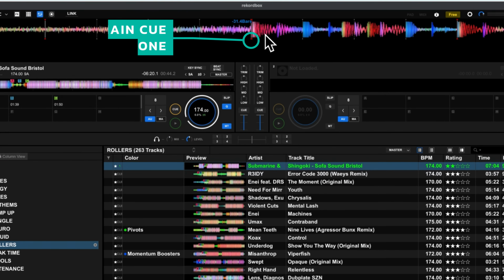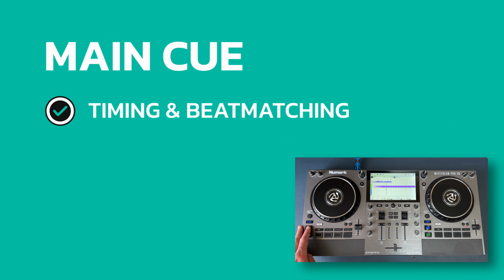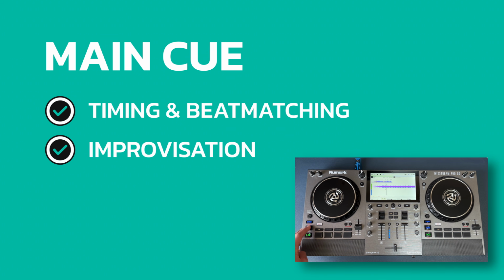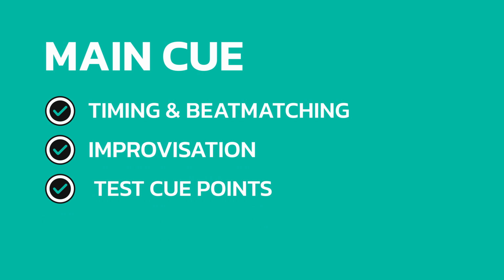Despite these limitations, the main cue point is still really useful. It can help you with your timing and beat matching. You can improvise on top of a track, for example, adding rhythmical elements, or you can use it to test candidates for a more permanent cue point. But its temporary nature means you have to set it every single time, and it doesn't really leverage digital DJing to its full potential. To achieve that, a new type of cue point came along.